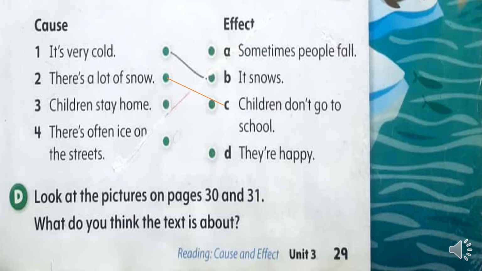Number 3, children stay home. What do you think? What is the effect of this when children stay home? Yes, excellent, they are happy. Number 4, there is often ice on the streets. The result of this, or the effect, is yes, sometimes people fall.